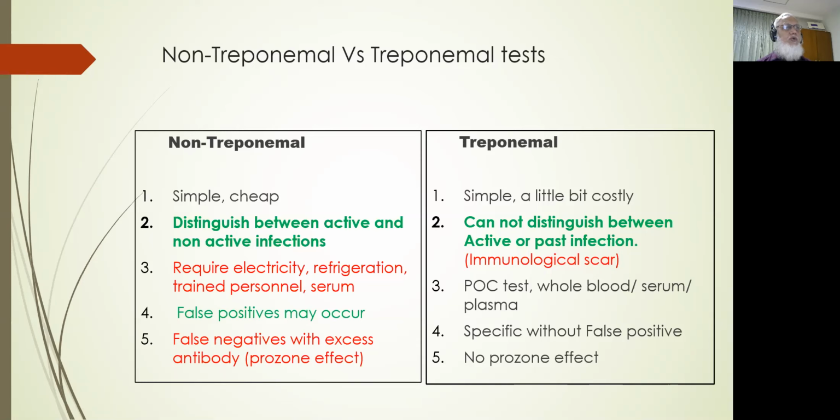For non-treponemal tests, we require electricity, refrigeration, trained personnel, and serum is used. Treponemal tests are point-of-care tests. No instrument is required. Whole blood, serum, or plasma, anything can be used. With VDRL and RPR, biological false positive reactions may occur. Treponemal tests are specific without false positive reactions. False negatives also occur with excessive antibody, which is known as the prozone phenomenon. But in treponemal tests, there is usually no prozone effect.